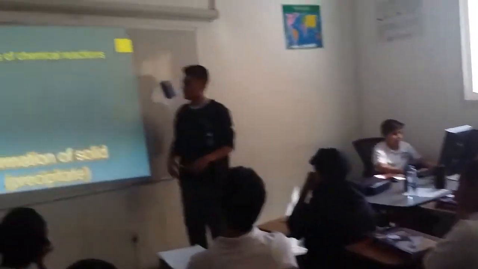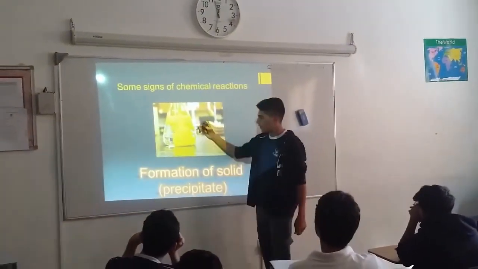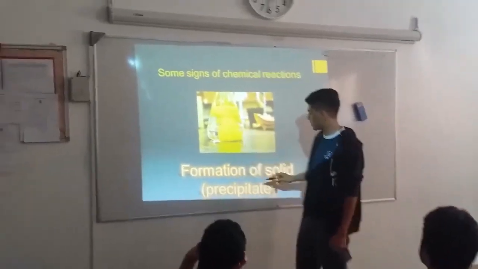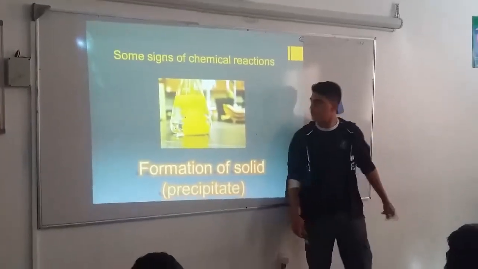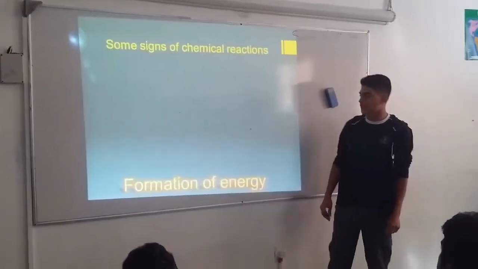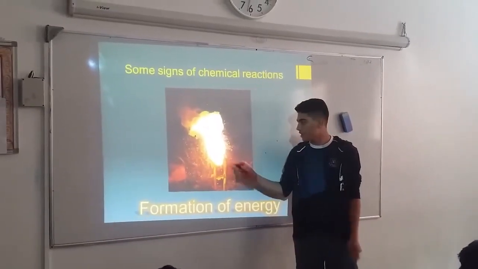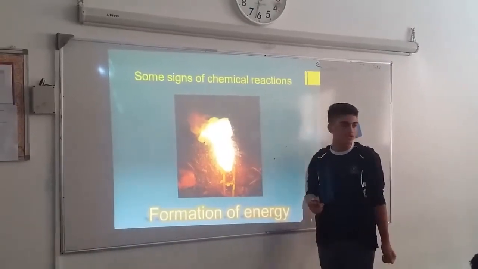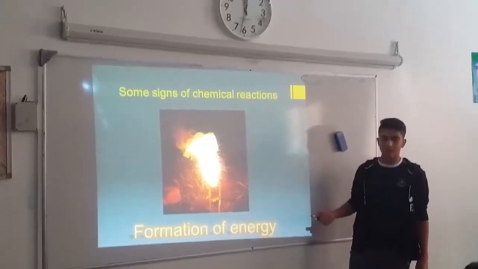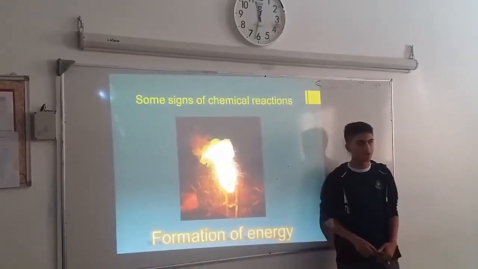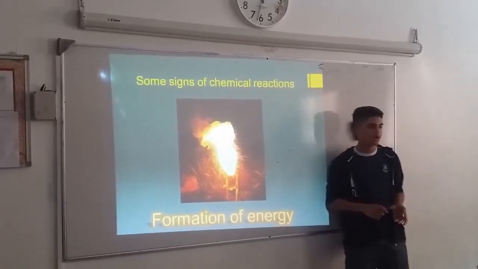The second sign of a chemical reaction is the formation of a solid or precipitate. As you can see in this picture, a powder is created here, which is a solid, or in other words, you can also call it a precipitate. The third sign is the release of energy. When a chemical reaction happens, energy is released, as you can see in this picture, as explosions or other examples. There are more signs of chemical reactions, but those are the main signs. Other signs might include the formation of light, heat, and sound.